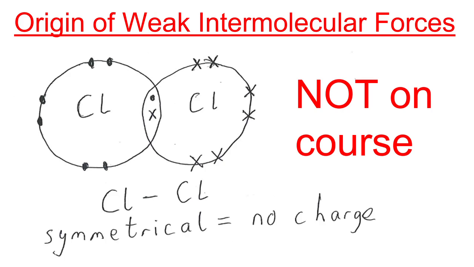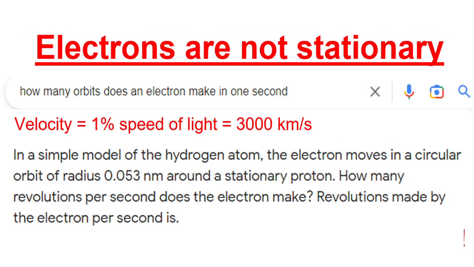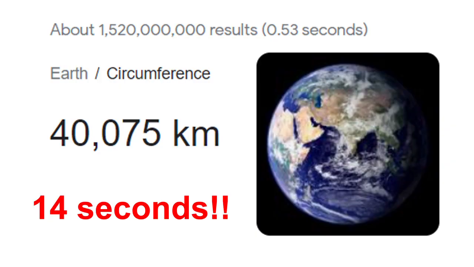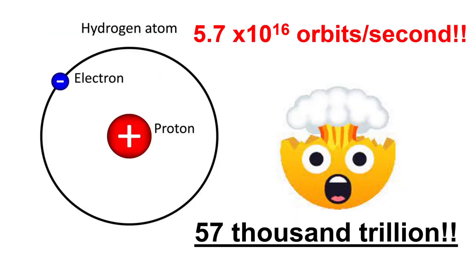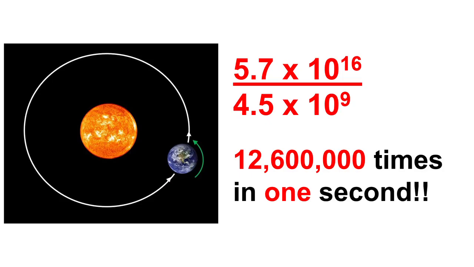As you can see in this picture, all the atoms are spread out evenly, there's no charge. But this is based on the assumption that they are stationary, that the electrons are not moving. The electrons are moving, and they're moving pretty fast, at 3,000 kilometers a second. To put that in perspective, that's enough to orbit the planet Earth in 14 seconds. So if it could orbit Earth in 14 seconds, it can certainly orbit a tiny atom very, very quickly. It can do 57,000 trillion orbits a second. That's just insane. To put it in perspective, the Earth has only done 4.5 billion orbits of the Sun.